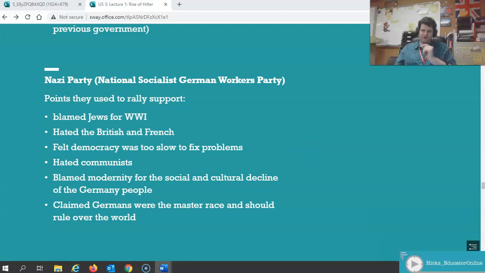And then a small party came about. And this is the National Socialist German Workers' Party, or the Nazi Party. And it started to gain some popularity in some areas. They are noted for their hatred of the communists and the Jews. They blamed the modernizing democracy for the decline of German society. And they hated the fact that Germany lost World War I, and they frequently blamed Jews for the whole mess.